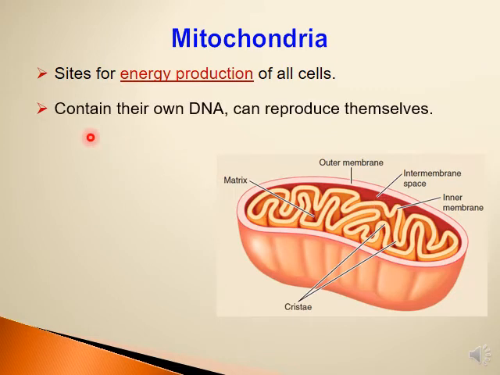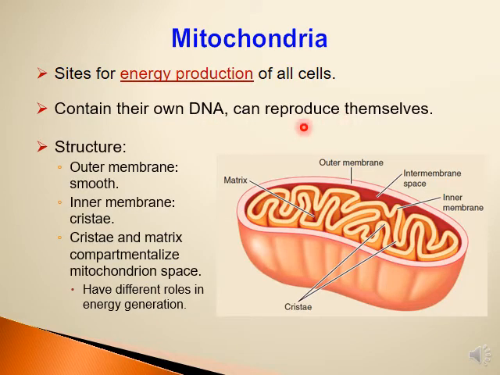Mitochondria are different from other organelles in that they have their own DNA, so they can reproduce without being dependent on the nucleus. As I said, they have an outer smooth membrane and an inner membrane that is folded, and we call the folds cristae. The cristae and the matrix, or the interior of the mitochondria, compartmentalize the mitochondrial space into different compartments, and these have different roles in the process of energy generation.